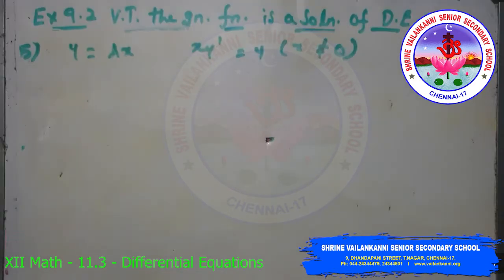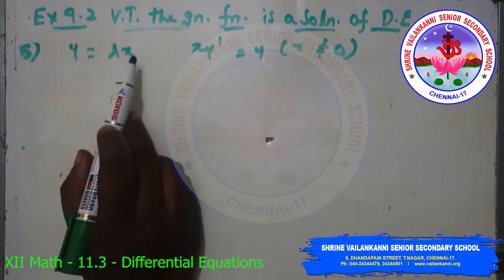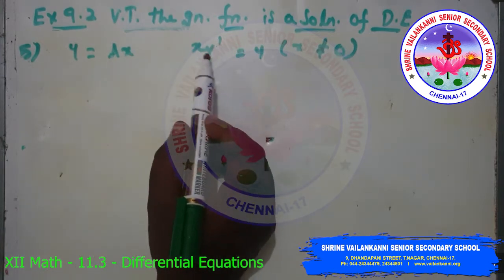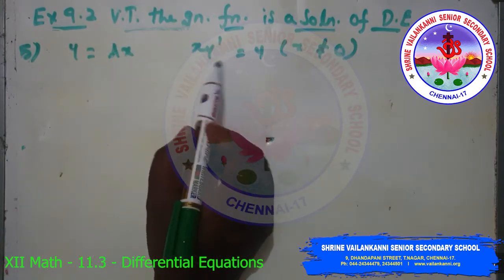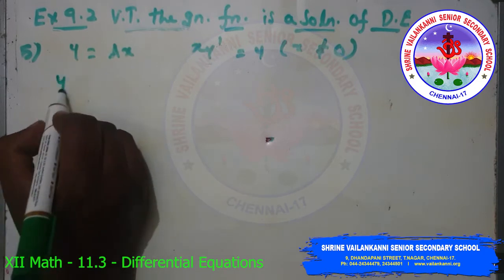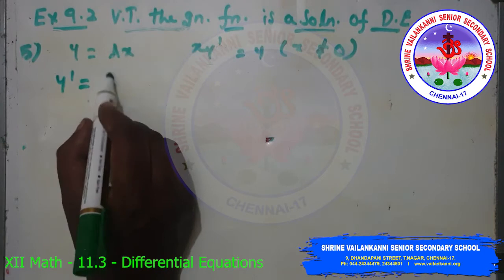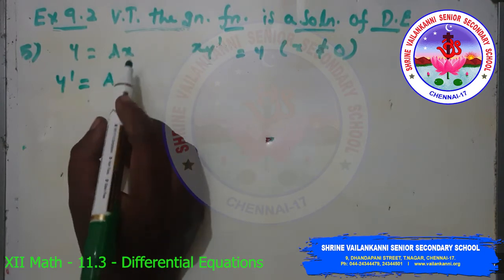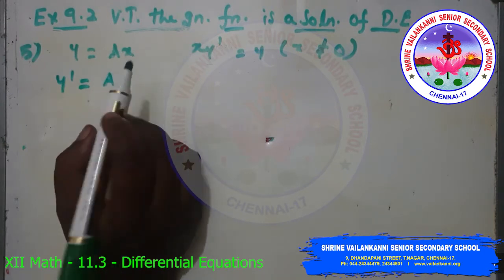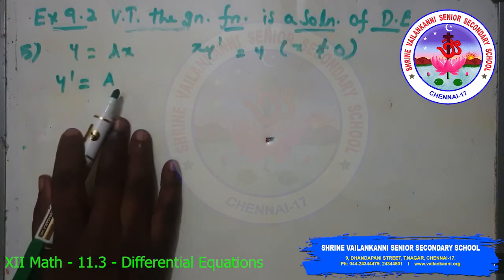Fifth question, y equal to ax. We have to verify that xy dash is equal to y, in which x is not equal to 0. So the given equation is y equal to ax. We have here x into y dash, so we have to differentiate only once. So y dash is equal to d by dx of ax. a is a constant, and d by dx of x is 1. So a into 1, so y dash is a.